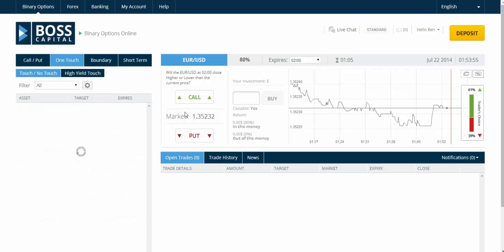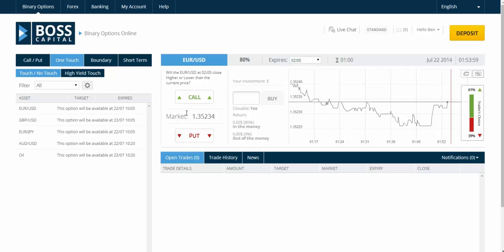Then we have the one touch, and the one touch functions in a similar manner to the call or put in that you either get the return or you don't, but you're not actually looking for the direction, you're looking for a specific target price. So you're placing a position on whether or not the actual market price will hit your target or whether it won't. These options can expire in 30 minutes, an hour, or so forth, and by that time the price needs either to hit your target or not hit the target, depending on what you chose.